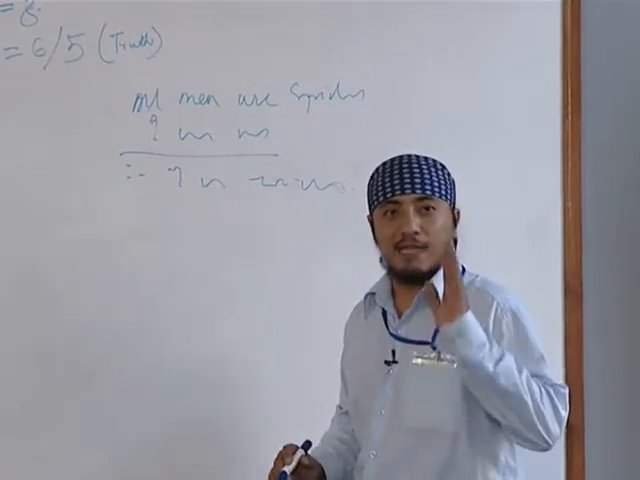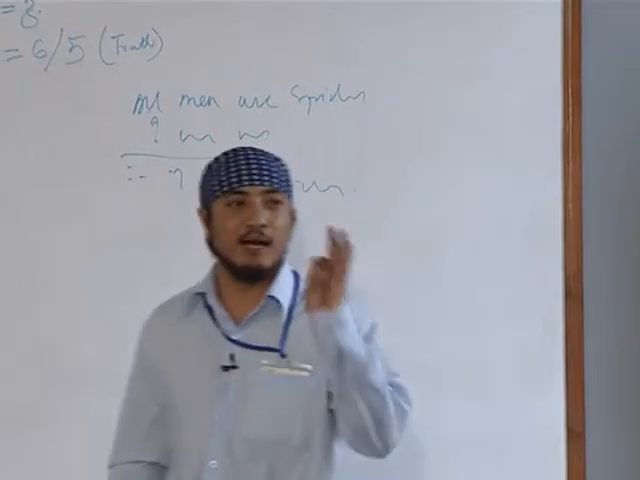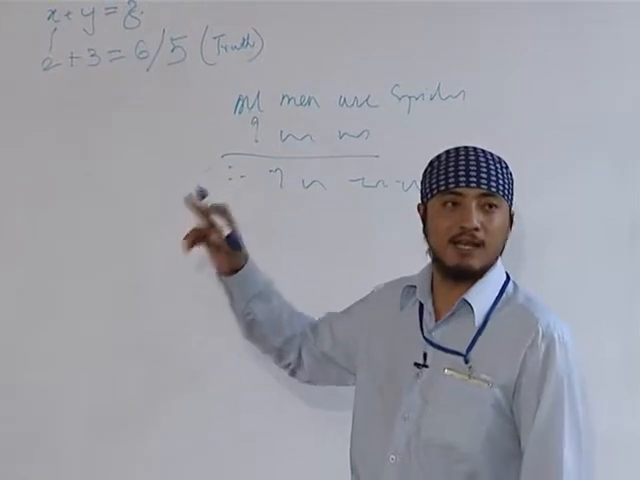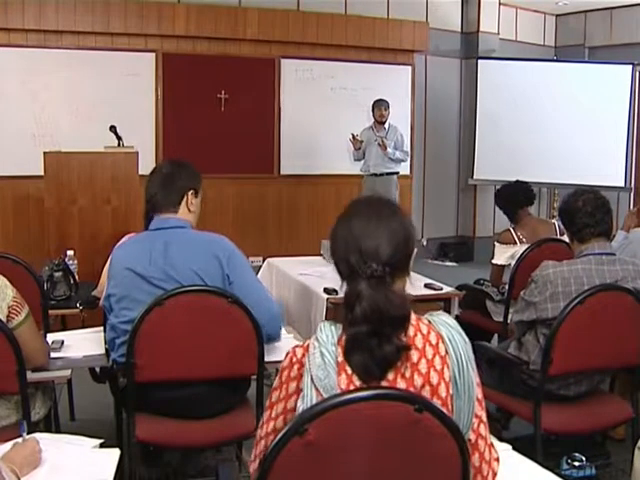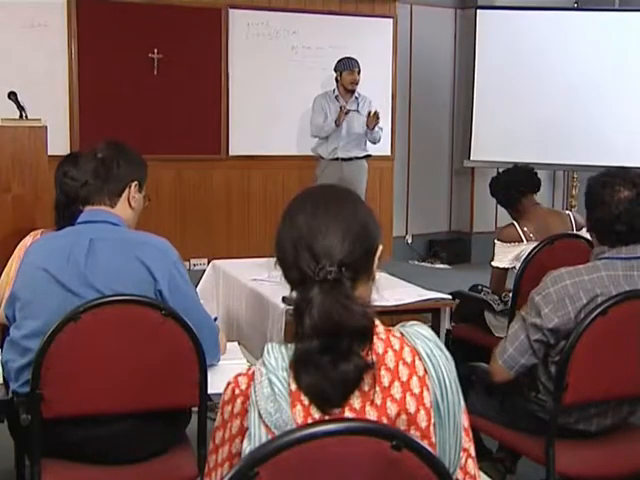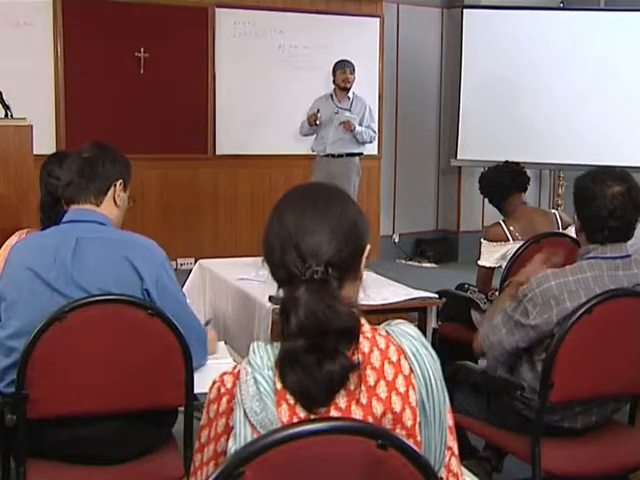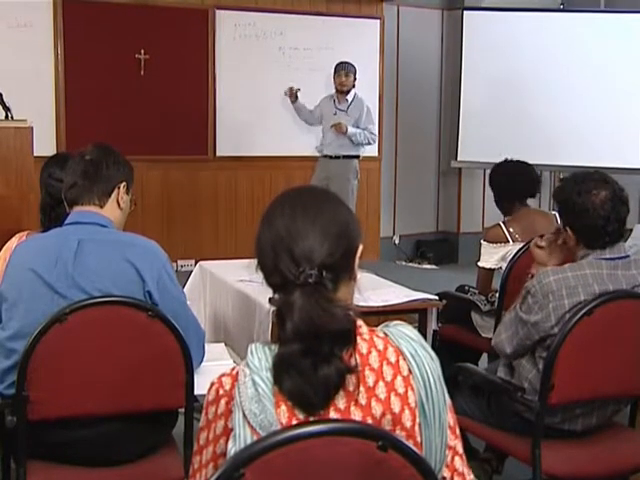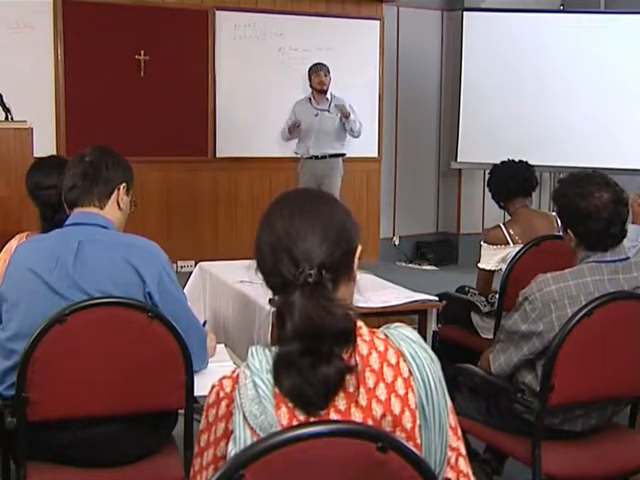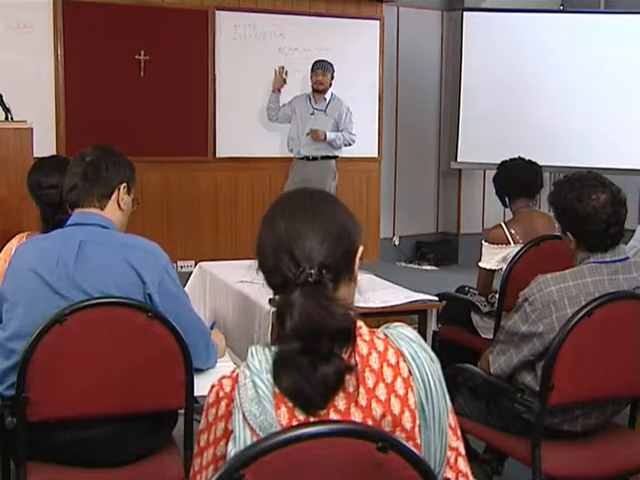Right? So that means when I am evaluating an argument, I must consider both the form as well as the content. I must examine both. If I just examine the form, I will only know whether the argument is valid or invalid. Okay? And if I only examine the content, what will happen? The propositions taken in themselves may be true, but the form, the structure, may be invalid.